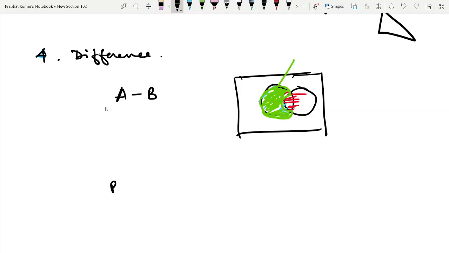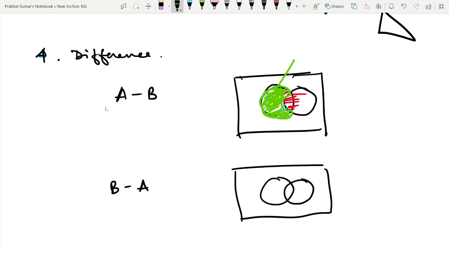And the other thing is B minus A. Because there is A and there is B, it's similar, but from B you are taking out A. This will be represented using this. So this is B, this is A. From B you are taking out everything that is A. So you get this black moon-shaped part in B, right? This is basically representing B minus A.